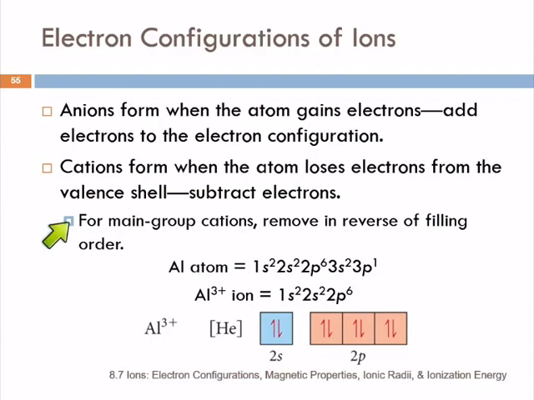For the main group elements, the metals in the main group, for the cation, you just remove in reverse order of filling. So if you look at aluminum, it filled in the order 1s, 2s, 2p, 3s, 3p. And so we're going to peel electrons off in reverse order. We're going to take off the 3p, and then we're going to take off the 2 3s electrons. And this will be the electron configuration for an aluminum ion. Okay?